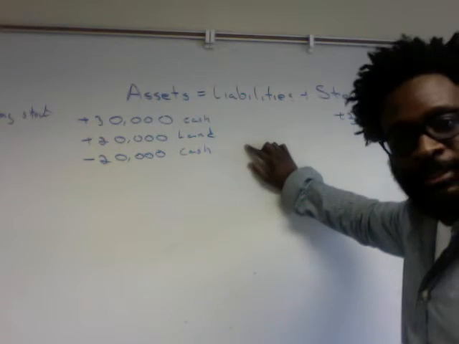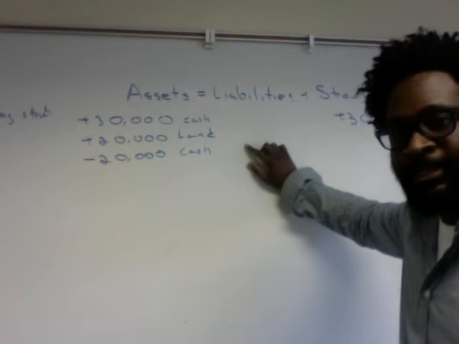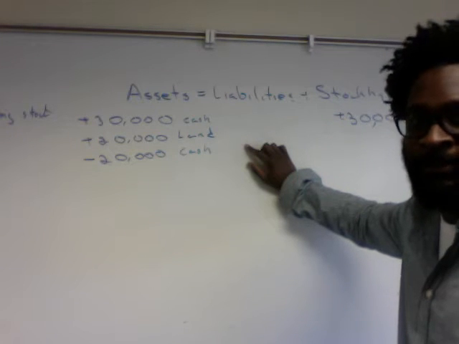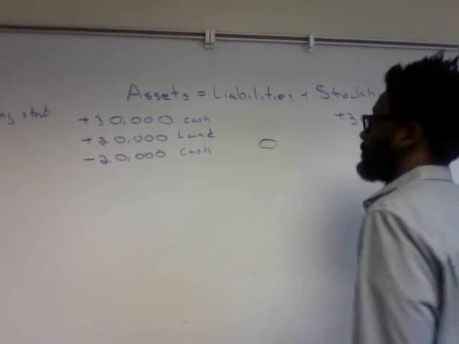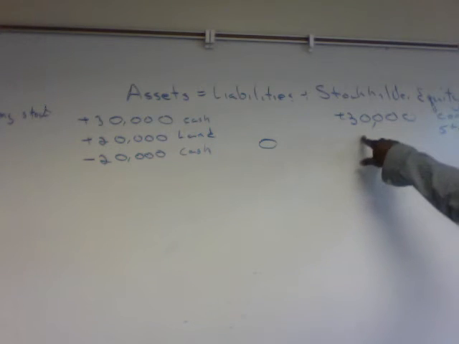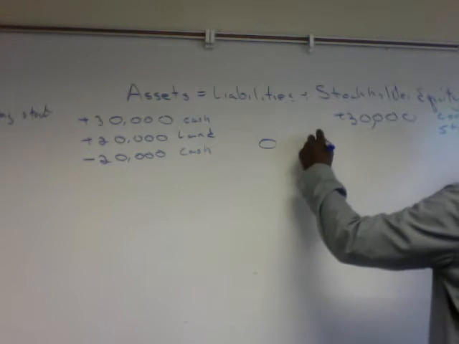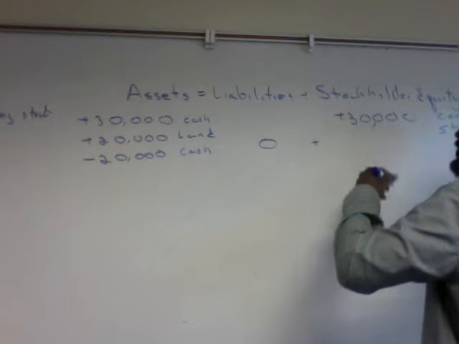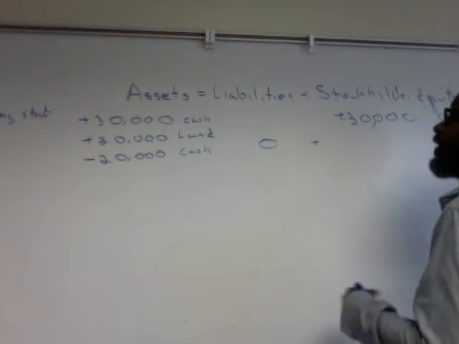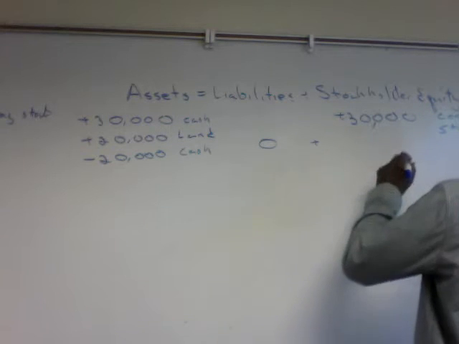In this situation, did we have any liabilities? Was there anything that we owed when we bought land for cash? No. So our liabilities were zero. Stockholders' equity is broken down into two parts, paid in capital and retained earnings. Was anything affecting paid in capital or retained earnings? Paid in capital affects common stock, issuing stock. Retained earnings affects what? Income, revenues and expenses, that kind of stuff. No.